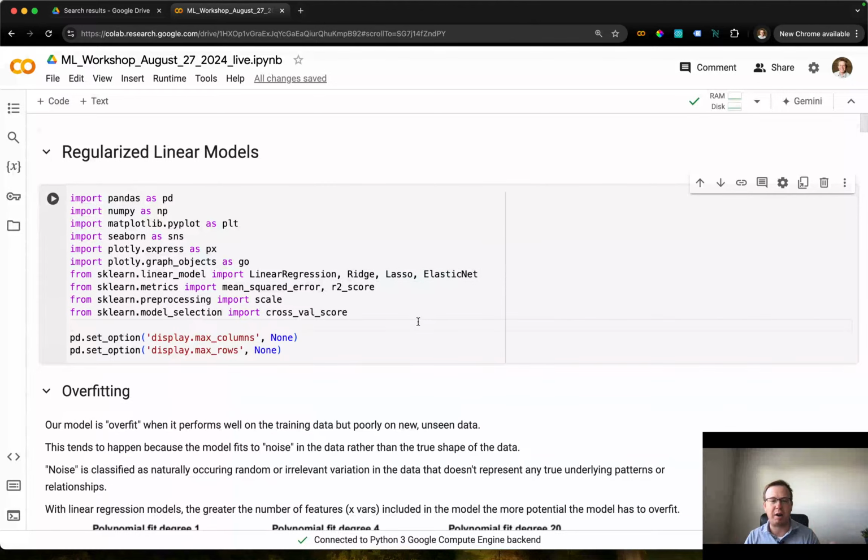You notice we're importing all kinds of stuff. Not much of this is new. What's new is these three models. These are regularized linear regression models. And then we are importing this scale function, which we very briefly used to scale our data at the end of our previous discussion. We'll talk about that a little bit more today. But everything else here we've used in the past.